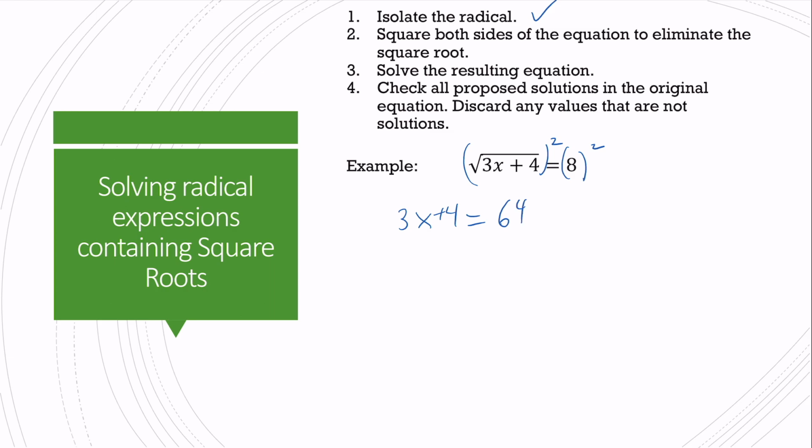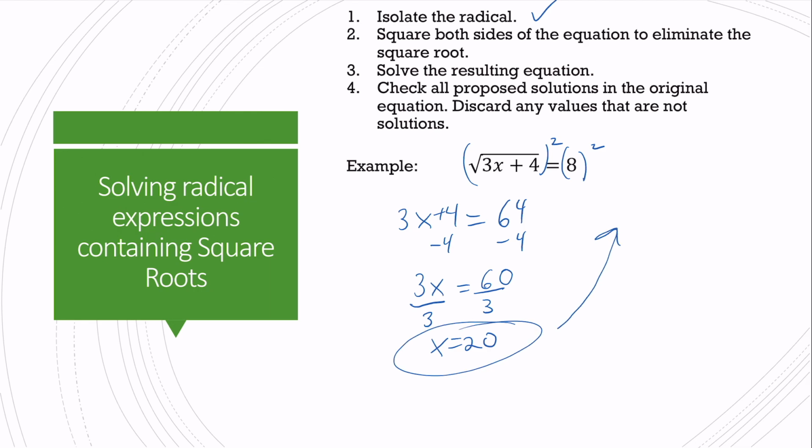And now I can subtract 4 from both sides. I have 3x equals 60. I divide both sides by 3, and x equals 20. Let's plug that back in and make sure we have a true statement. If I have the square root of 3 times 20 plus 4 is 8. That's the square root of 60 plus 4 is 8. The square root of 64 is 8. 8 is 8. That's a true statement, right?